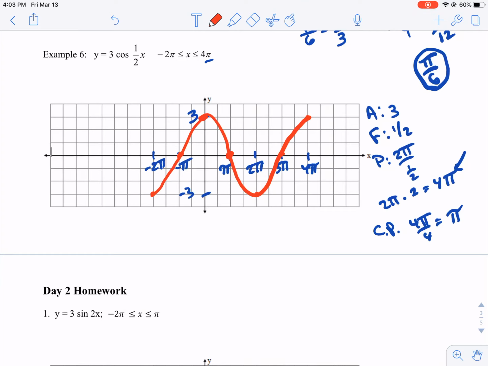Take time. Remember, it doesn't matter how the x-axis is labeled. It's just that each one of those critical points that you count by gets a point on your graph following the pattern that a cosine or a sine should have.